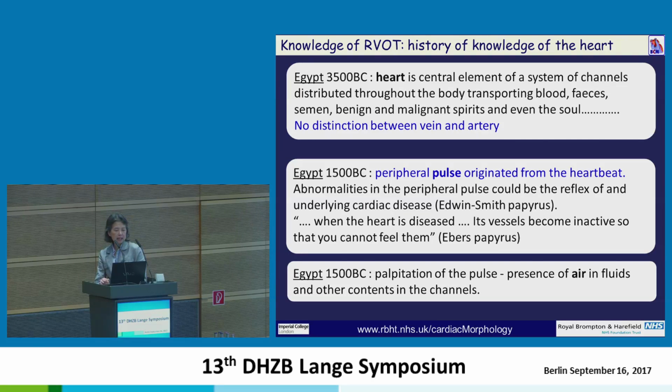Well, the heart has been recognized as a central element of systemic channels distributed throughout the body, transporting bodily fluids. In the very early days in Egypt, 3000 BC, and also around 2000 BC in China, the heart was recognized as a central structure. But in those days, there was no distinction between vein and artery. And later on, exceptionally, I must say, the Egyptians recognized that the peripheral pulse originated from the heartbeat. It was documented in one of the papyrus writings that when the heart is diseased, its vessels become inactive so that you cannot feel them. So they were already into physiology of the heart. And later on, they stated that palpitation of the pulse, the presence of air in fluids and other contents in the channel.